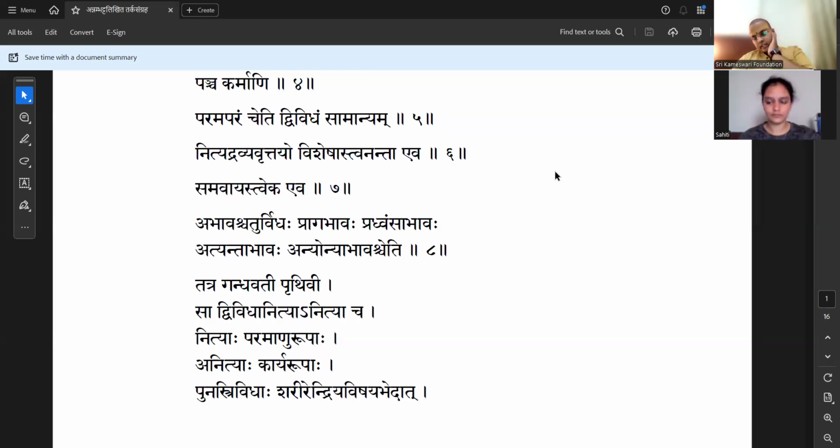So first the statement is the definition of Prithvi. What is Prithvi? Tatra Gandhavati Prithvi. So that dravya which has smell to it, that is Prithvi.